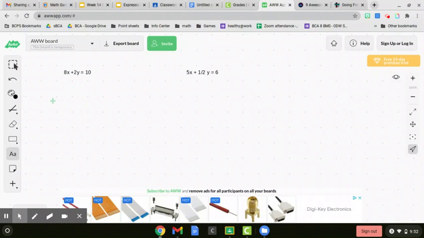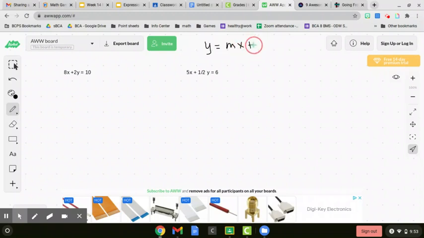On the left-hand side, we have 8x plus 2y equals 10. Our goal is to isolate y because slope-intercept form says y equals mx plus b. I'm going to write this at the top to remind us. Our goal is to get y all by itself.